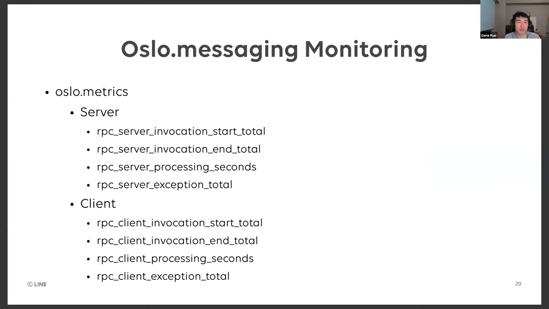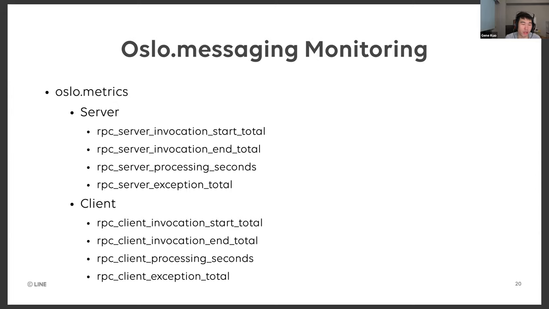So next is how we monitor from the Oslo messaging side for RPC calls. We have proposed a library called Oslo metrics, currently working on getting it upstream. It's basically a Prometheus metric server that will export all the RPC metrics from Oslo messaging.